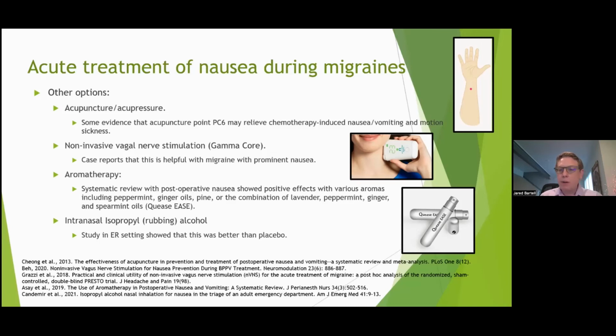I've read that in South America this has been used for 100 years, and we're starting to learn more about it now. It's not really clear exactly why it's helpful. It probably stimulates the trigeminal nerve up there in the nose, but this was found in one study to be more effective than placebo also. Again, hard to control for such a strong smell, but that could be something else that could be tried.